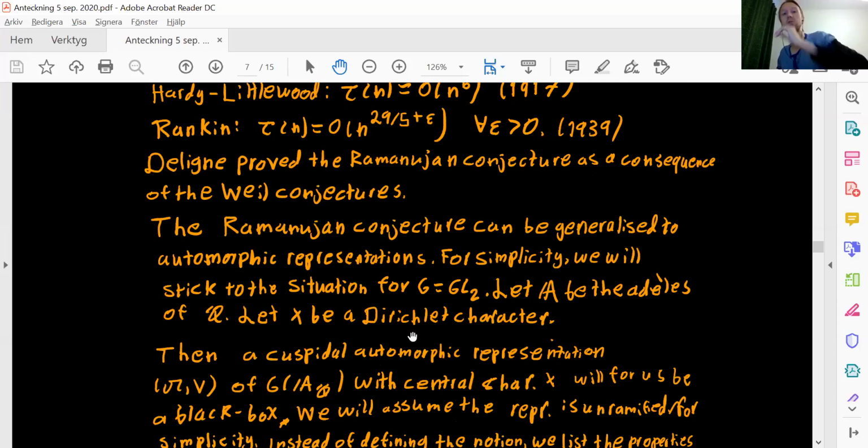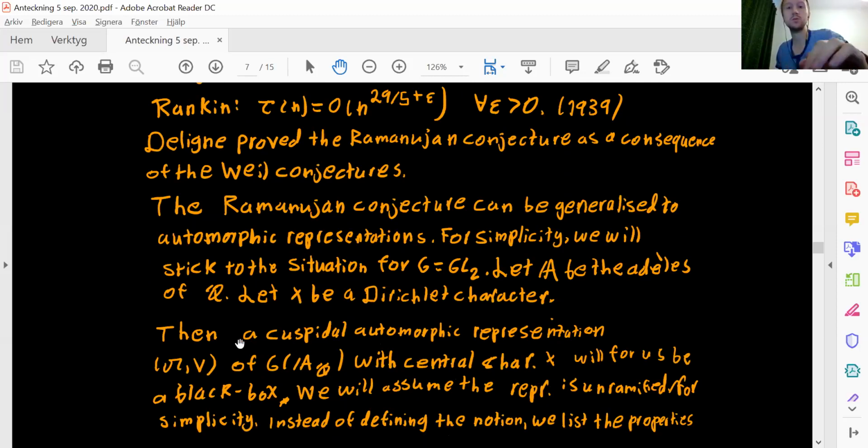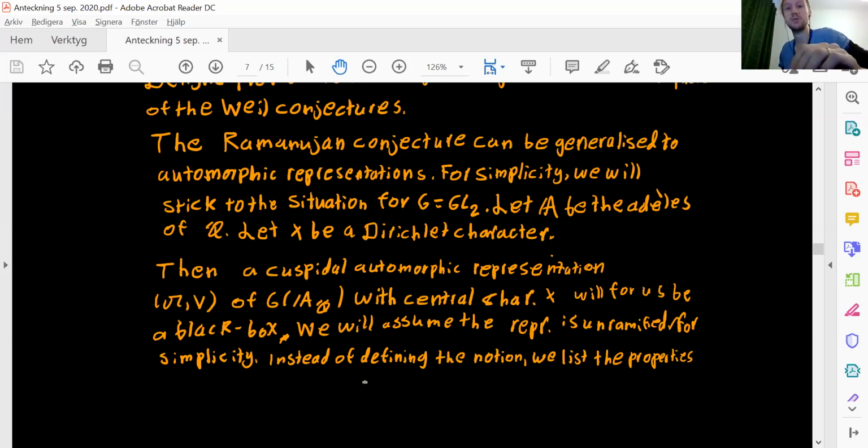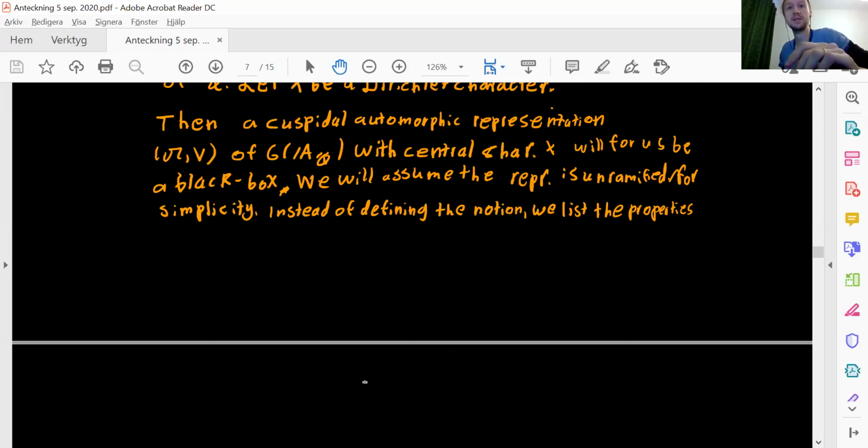Then a cuspidal automorphic representation, pi V, of G(A_Q), so this is the adelic points of GL2 with central character chi, will for us be just a black box. And we will assume that the representation is unramified, also for simplicity. So instead of defining precisely what a cuspidal automorphic representation is, we will list the properties that are useful to us to understand Langlands' argument.